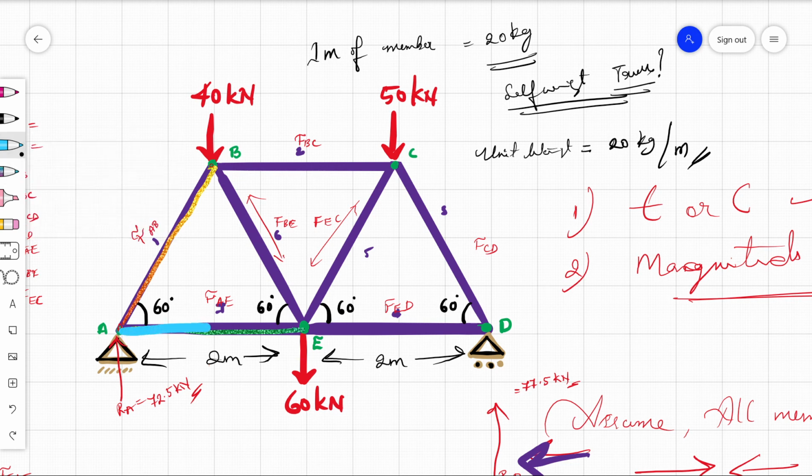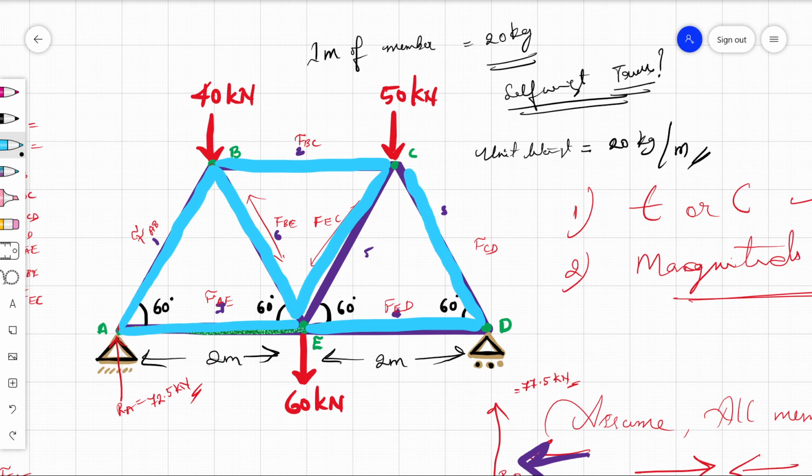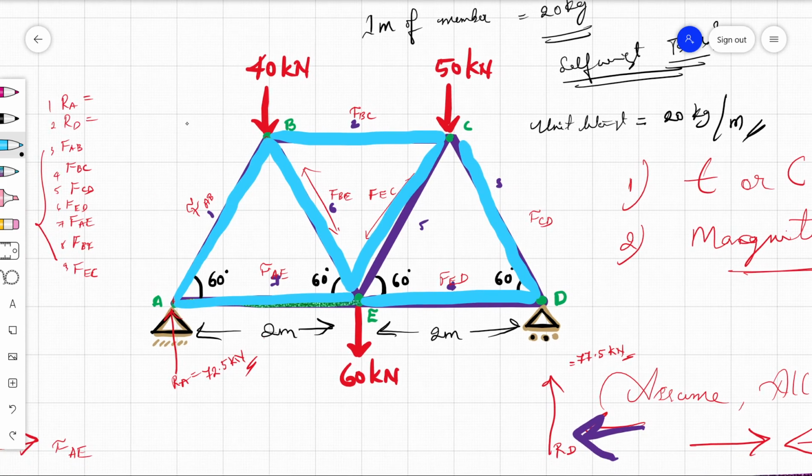You have to see how much the length is, 2 meter plus 2 meter, that is 4. Now this is 6, 8, 10, 12, 14. You have to calculate the length of each member, because over here it is equilateral, so you can find it easily. If the triangle is not equilateral, you have to find it with the help of sin theta and cos theta.